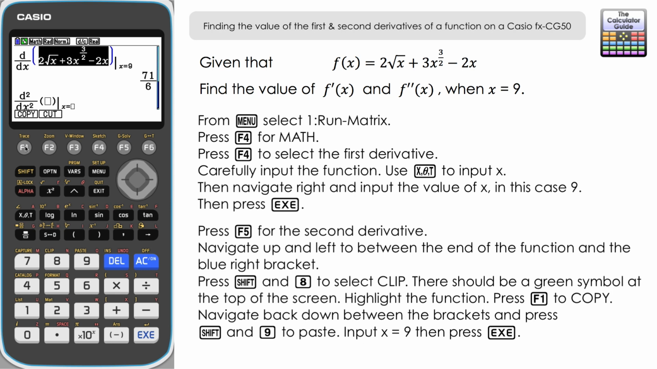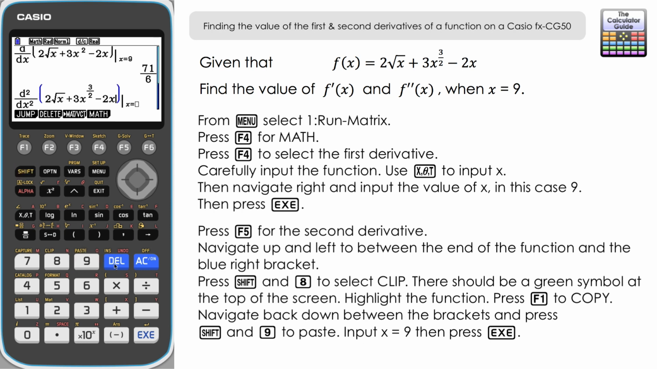So once it's highlighted, F1 to copy, scroll back down, we want to be in between the blue brackets there, and it's Shift and 9 for paste. We've copied our function. This one's maybe even slightly more complex than the first one, slightly longer if we had to input it again. Navigate right, x equals 9, execute.